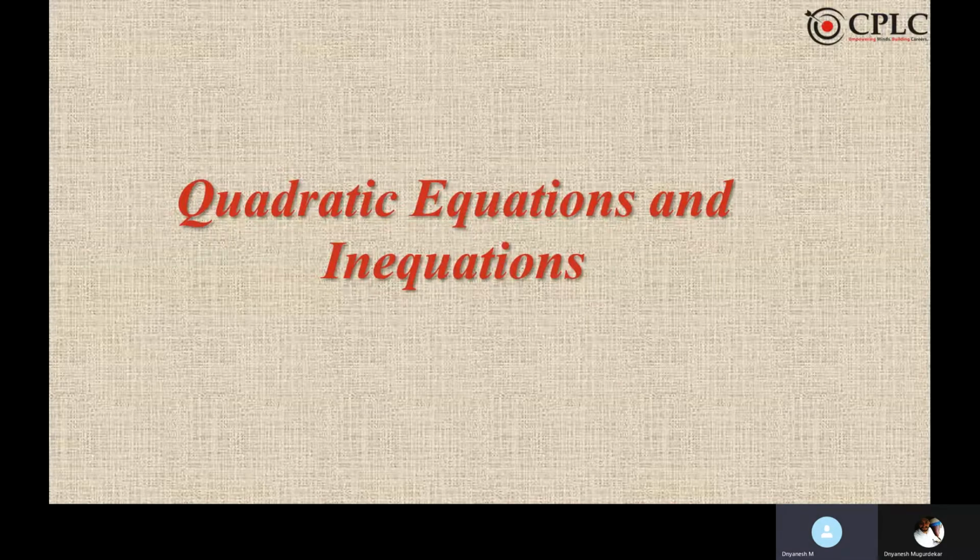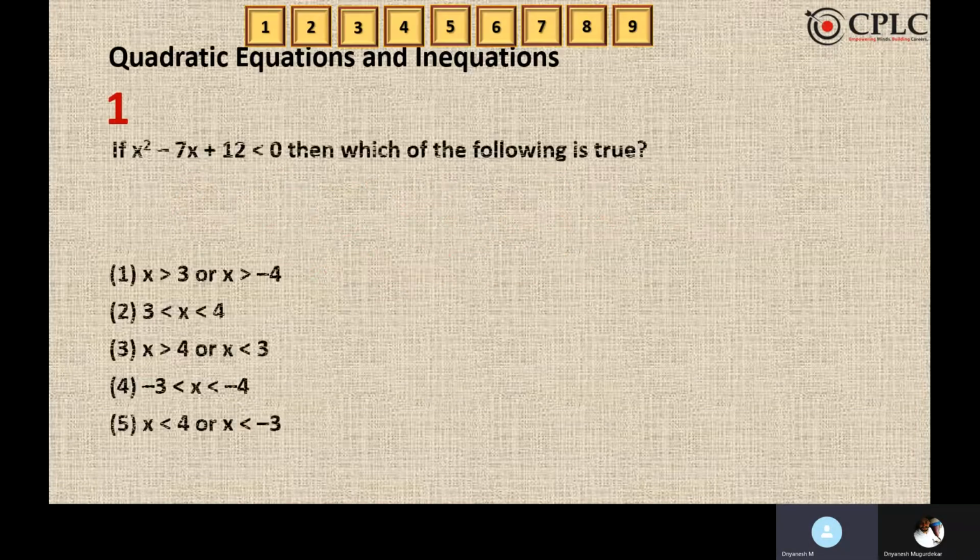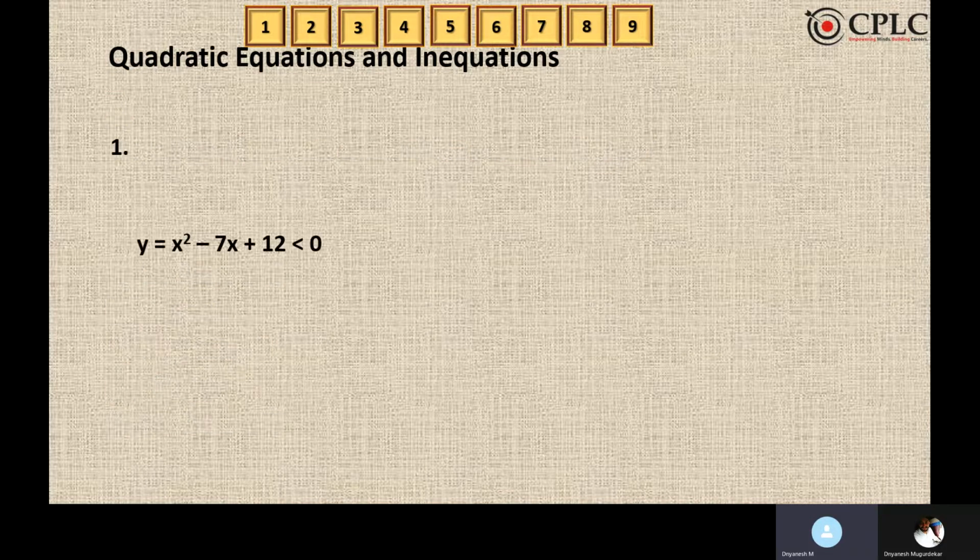Hi everyone. The next topic in each chapter is basically quadratic equations and inequations. So the first question: if x square minus 7x plus 12 is less than 0, then which of the following is true? So obviously it's a quadratic equation. You need to factorize that orally.